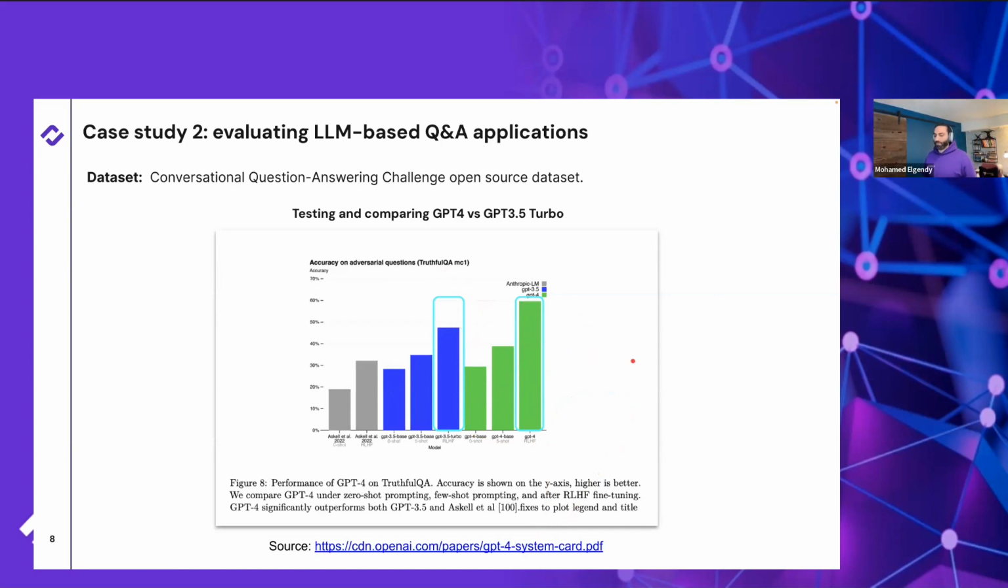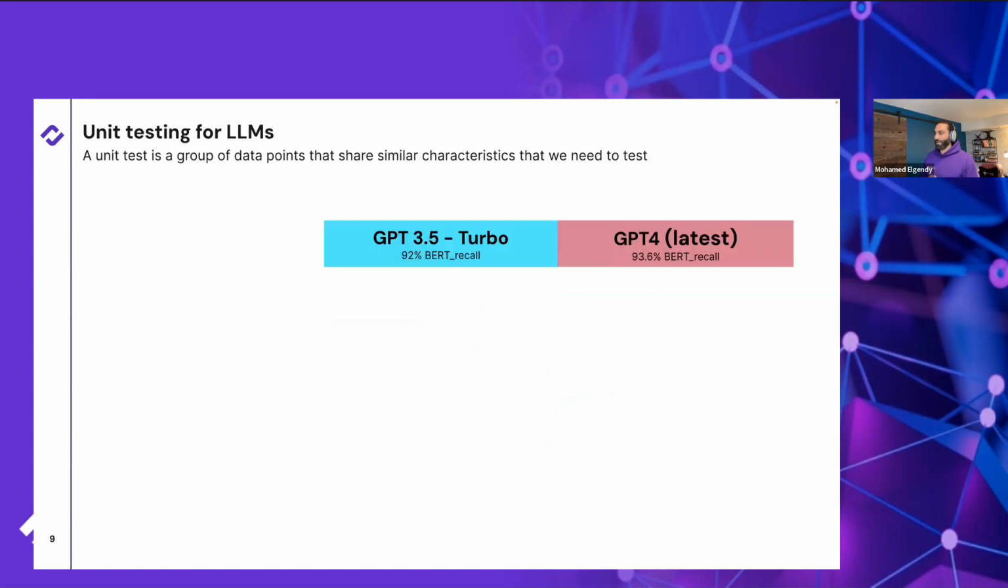But it doesn't matter what the report cards say, because it's all about how the model is going to perform on my problems, on my datasets, on my scenarios. Now, we ran a case study on this dataset. We tested GPT-3.5 Turbo and the latest GPT-4. We saw that on this dataset, on the BERT recall score, 3.5 performed at 92%, and GPT-4 improved to 93.6%. That's on the aggregate level.